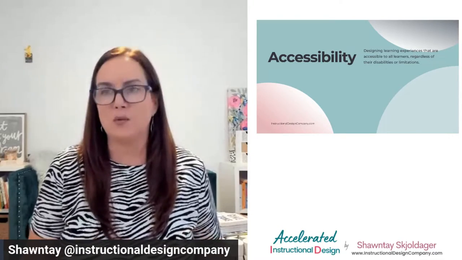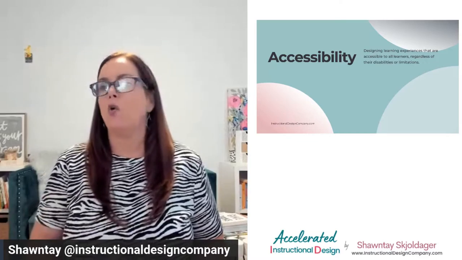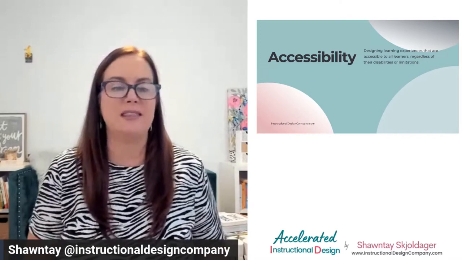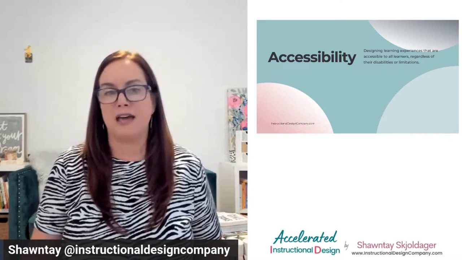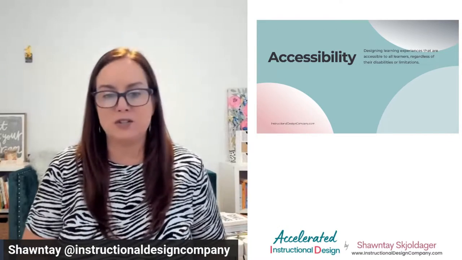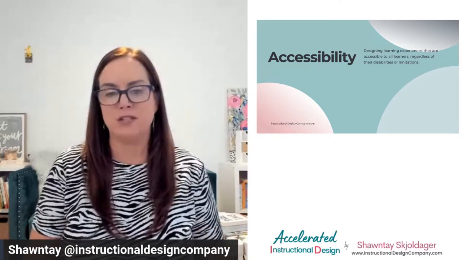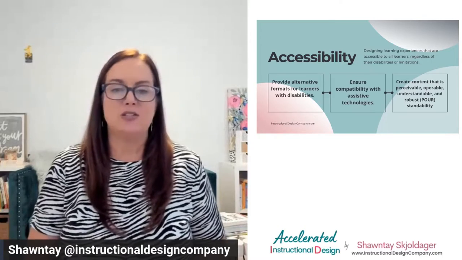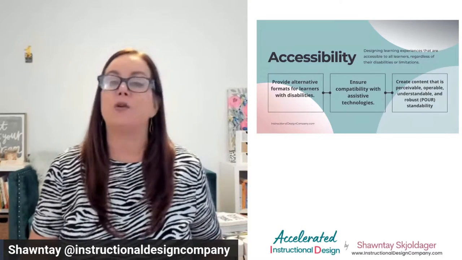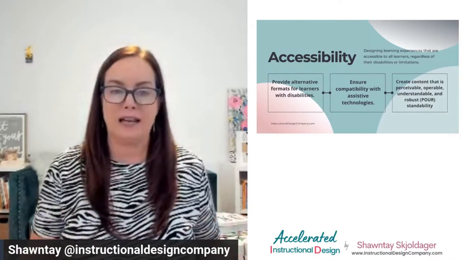So what are some things that we can do if somebody has a visual impairment or a hearing impairment, or maybe they're not able to click, right? These are things that we need to factor in. And we need to factor that into all of the materials that we create, what that experience or environment feels like, and what technologies we're going to be using. So we're going to make sure that we are providing alternative formats for people with different needs, right?